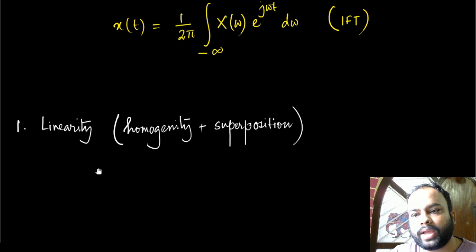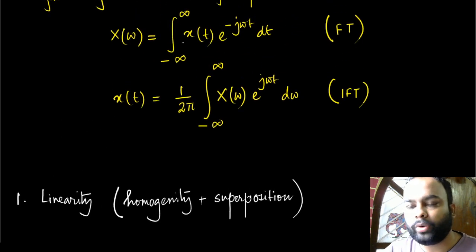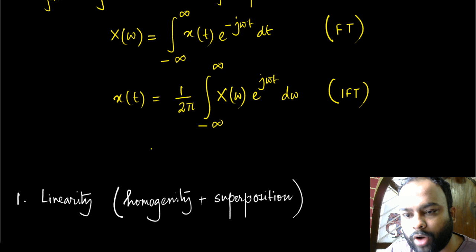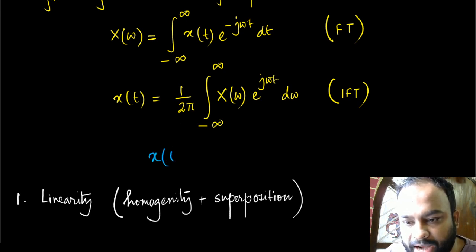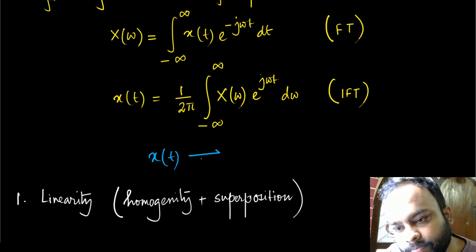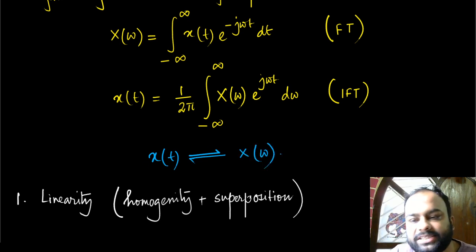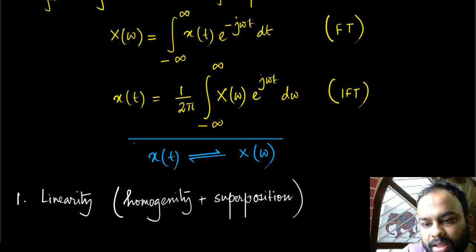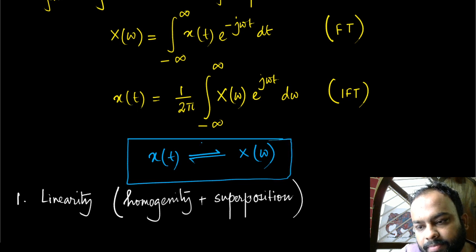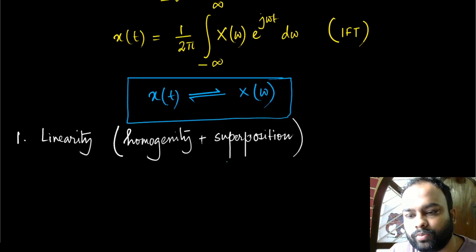Again, the notation here is that we often use a symbol like this. We write x of t with a double-sided arrow, and we write X of omega to denote that the Fourier transform of x of t is X of omega and the inverse Fourier transform of X of omega is x of t. So this is the notation we people use, and I think this is understandable.